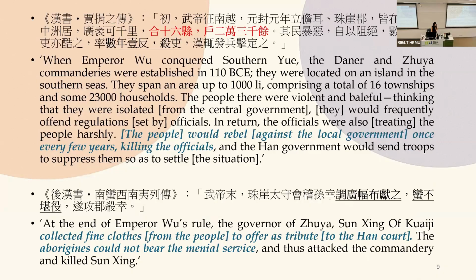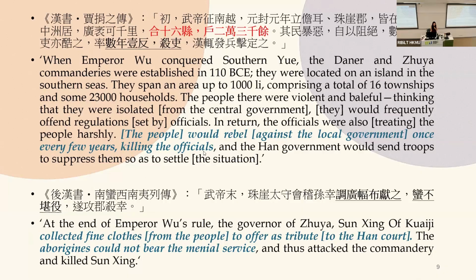According to the Han Shu, in the early Han there were around 23,000 taxable households and 60 counties established in Hainan, and the island had a sizable population even compared to later dynasties. However, it was not enough to secure the rule of the Han people on this island, especially when the natives were being heavily exploited. You can see here, the people would rebel against the local government once every few years, and they killed the officials.